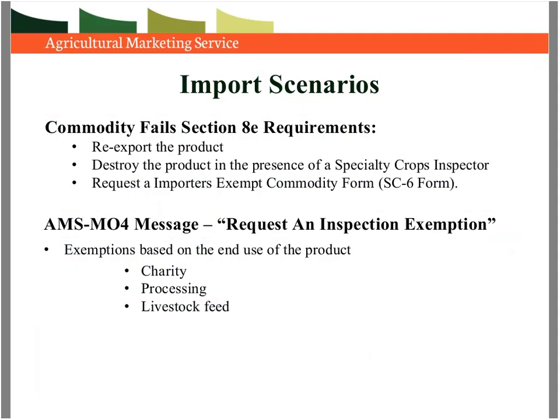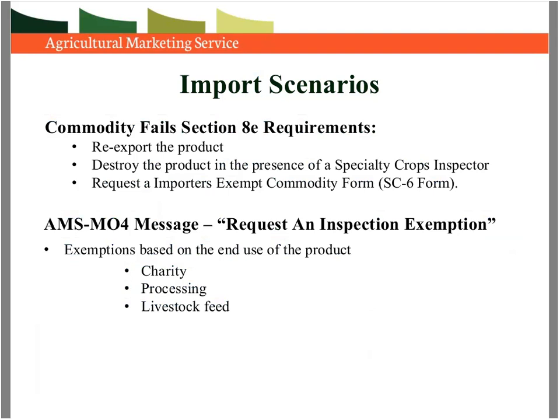If your product fails to meet the Section 8E requirements during inspection, in whole or in part, you have three options. You may re-export the commodity to another country. If you do this, you will need to submit a Form CBP 7512 as proof of re-exportation. You may destroy the product in the presence of a specialty crops inspector. If you choose this option, you will need to get written documentation as proof that the destruction was witnessed. Or you may request an importer's exempt commodity form for an exemption from inspection.